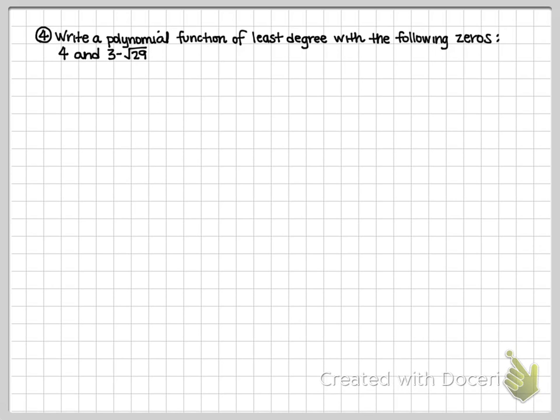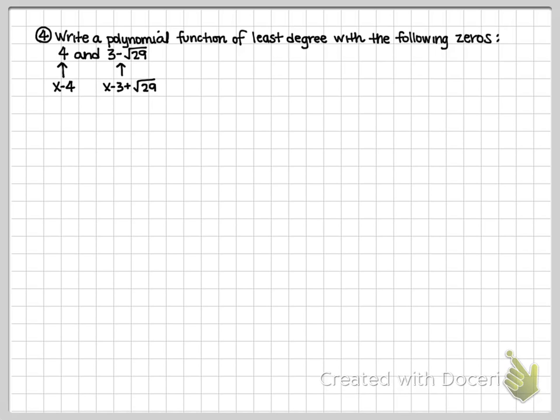Okay, so we want to write a polynomial function of least degree with the following zeros. We definitely want integral coefficients, all of the same things that we've done before. So I would say this is another example of stuff that we've just done in previous sections. So I know that the factor that goes with the 4 is going to be x minus 4. I know that the factor that goes with this one is going to be x minus 3 plus root 29.